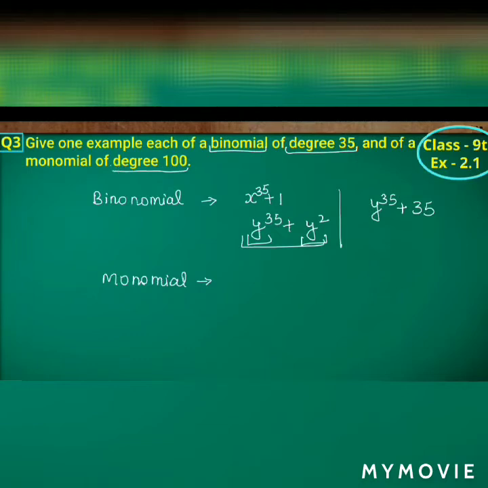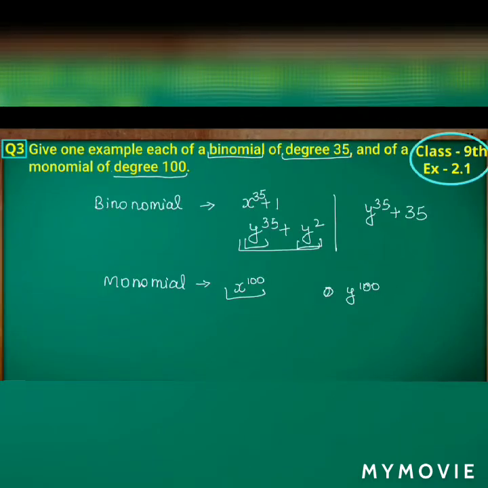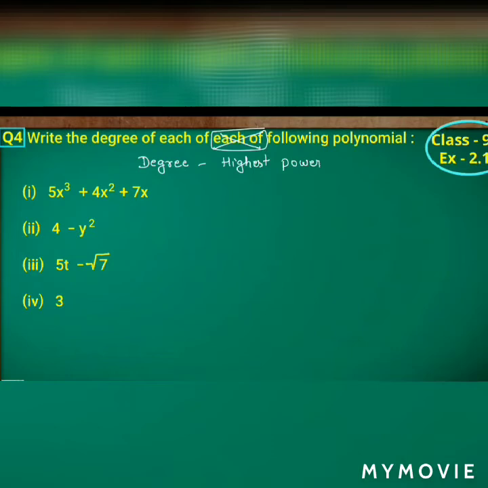In the same way, a monomial, but the degree is 100. So monomials are nothing but what? Single term. So I am just taking x power 100, or else you can take y power 100 also. So anyways, it will be having a single term, only the degree is going to be changed, isn't it? Whatever they had given, we have to keep the same power here. So now come to the next one.